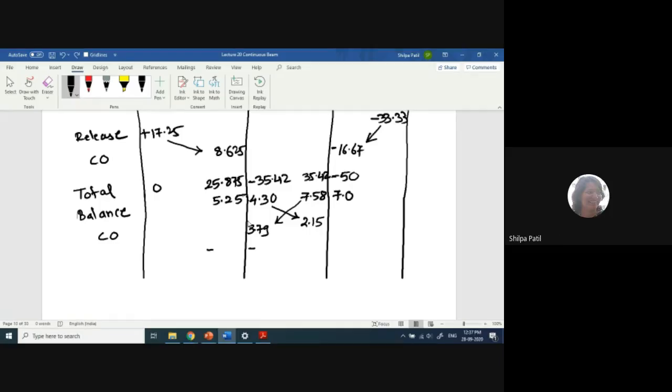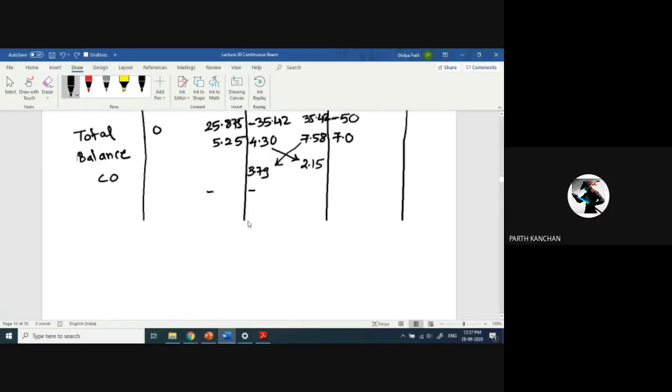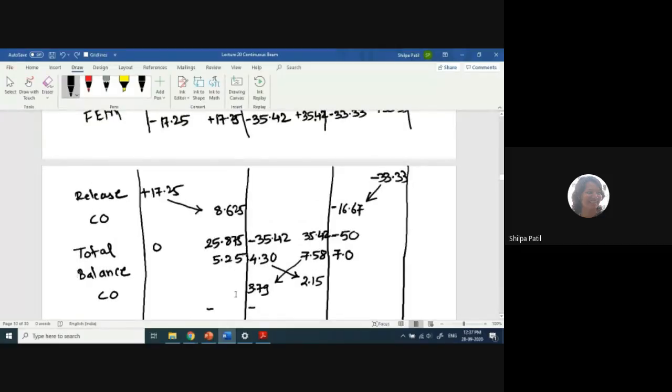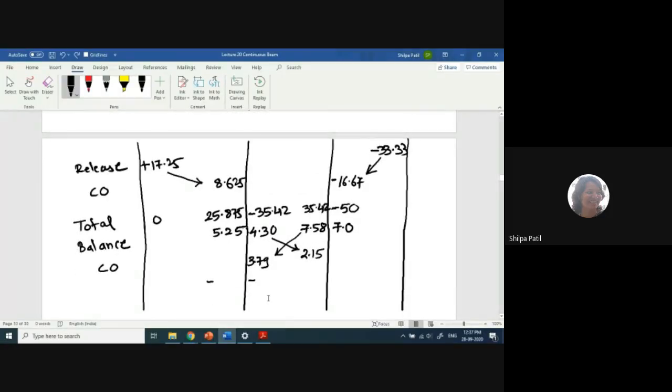So you are telling me the total moment, right? Yes, ma'am, the final moments, after adding all the moments. That is from this step. After releasing from this step, you kept on doing this balancing and carry over step, and then the final addition of all this. You are telling me that, right? Yes, ma'am. So I will have to write down similar here.